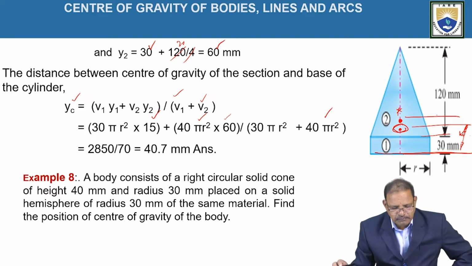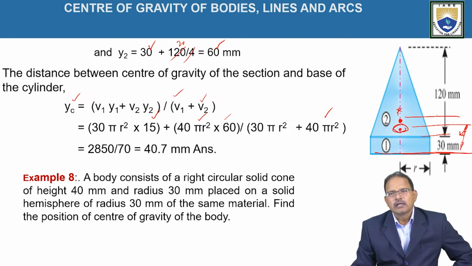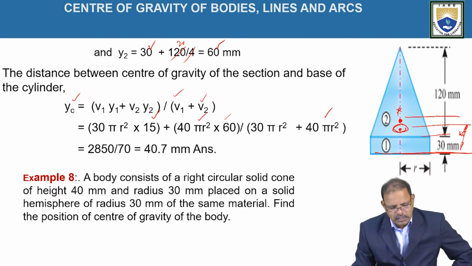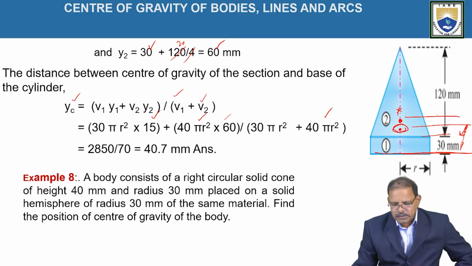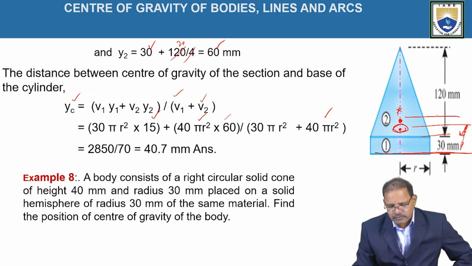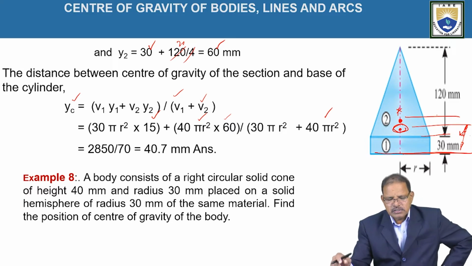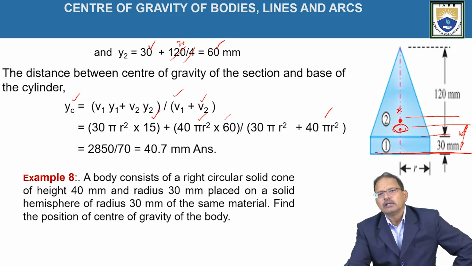Now one more problem I am taking. A body consists of a right circular solid cone of height 40 mm and radius 30 mm, of the same material, placed on a solid hemisphere of radius 30 mm of the same material. Find the position of the center of gravity of the body.